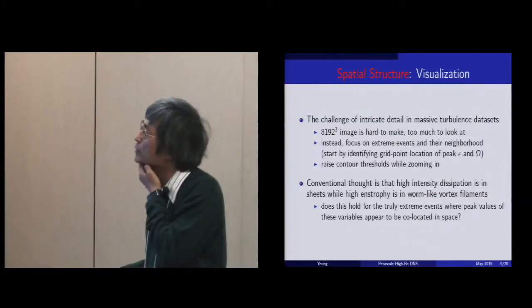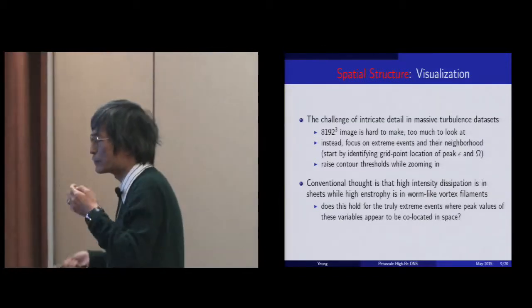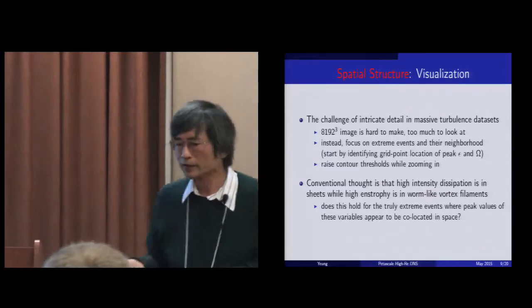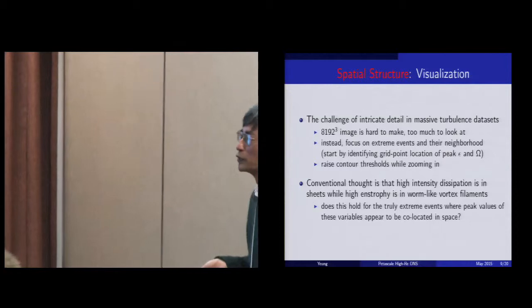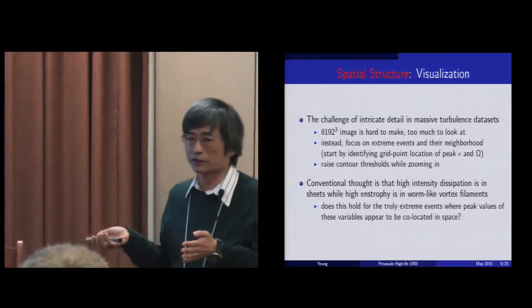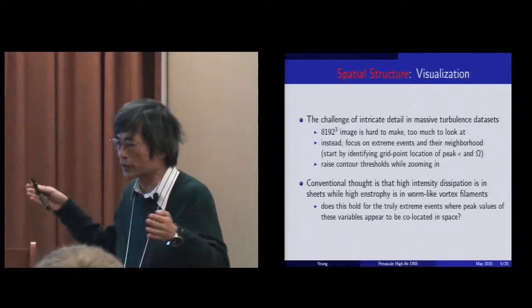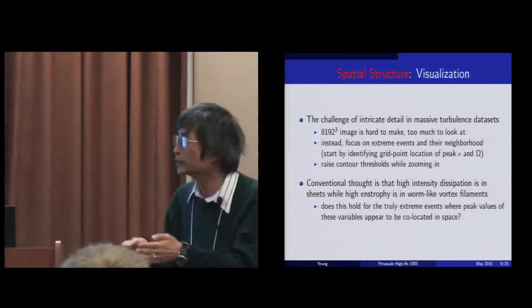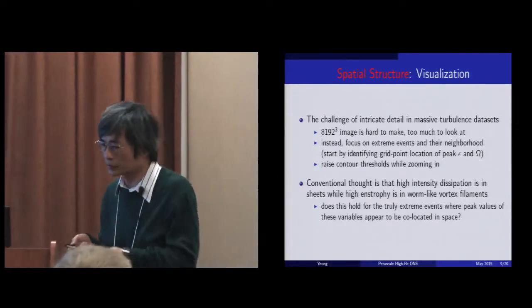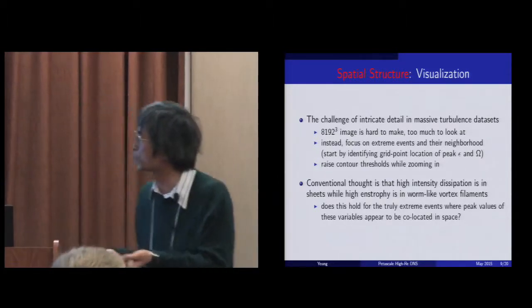If you think about how many grid points there are, and if someone could make that image, can a human being really make sense of the image? We think the answer is probably no. So instead, given our emphasis on extreme events, which are relatively localized, we don't need the whole 8192 cube. We look at the important piece of it, just like if you look at Google Maps and you want to zoom into the place where you want to go.